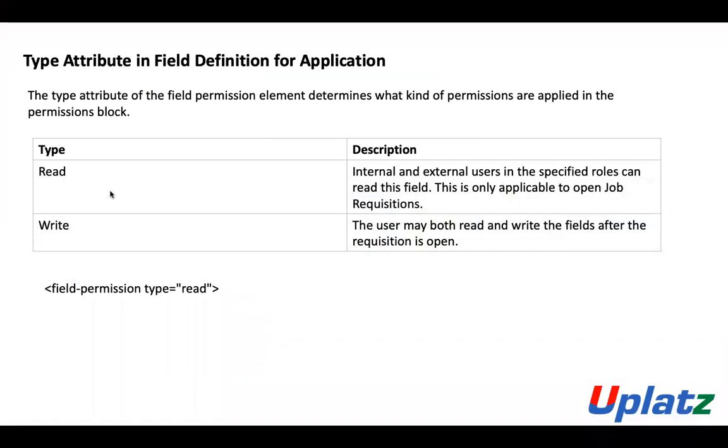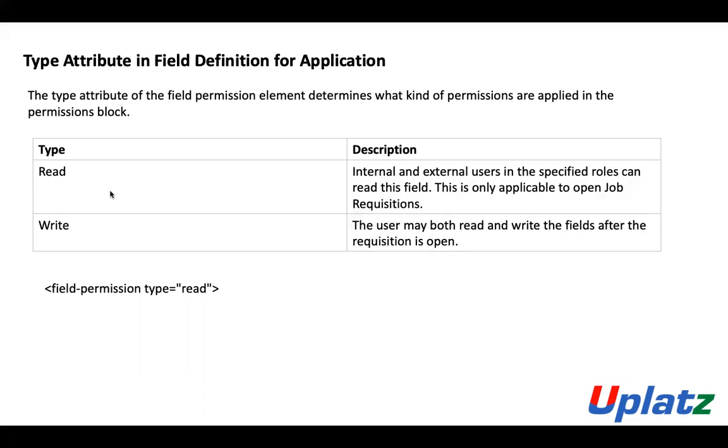Here we read: the internal and external users, and the specified job role can read this field. Both the internal and external user who has applied for the specified roles can read this field. This is applicable only on open job requisitions. The user may both read and write the fields while the requisition is open. So it's actually just read and write access that they have provided in the definition. And usually it starts with field permission type is equal to read.